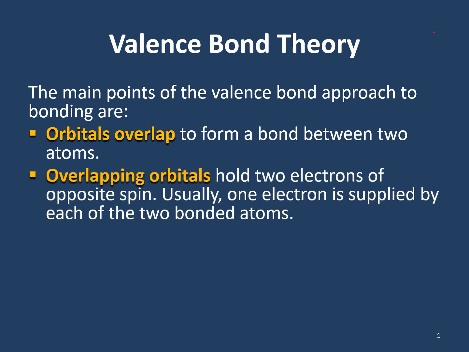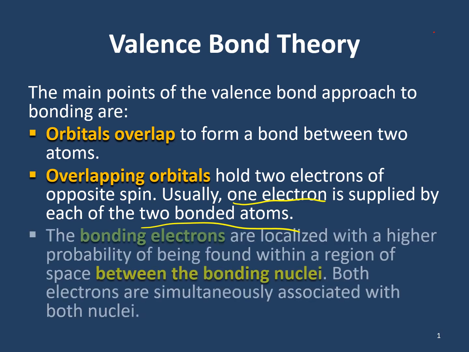So each overlapping orbital can hold a maximum of 2 electrons with opposite spin. Typically, these electrons come from 1 electron from each of the atoms. So if we have a bond between hydrogen and fluorine, for instance, hydrogen donates its 1 valence electron to the bond, and fluorine donates its 1 unpaired electron to the bond, so that we have that overlapping orbital and the covalent bond is formed.